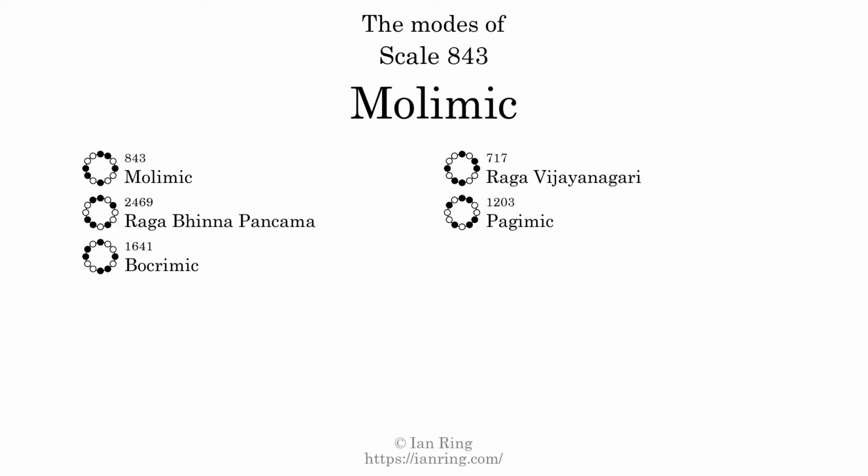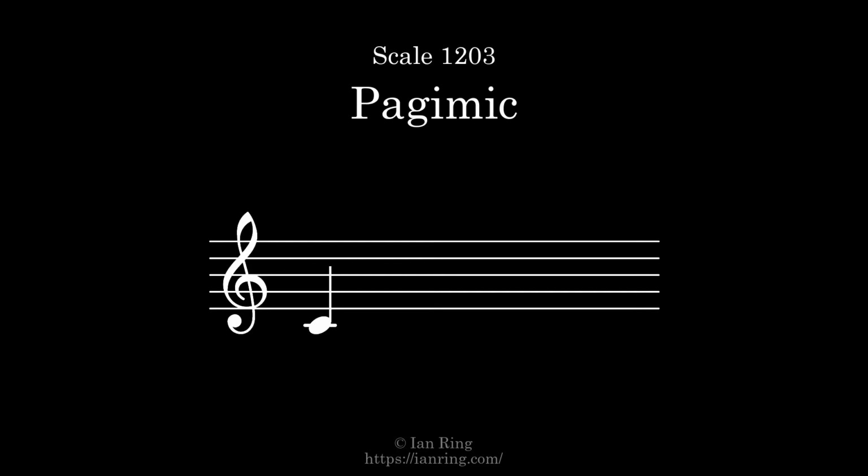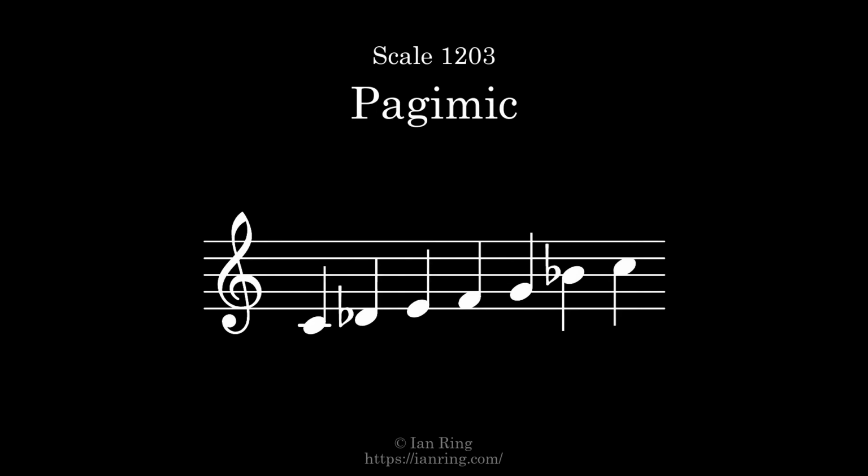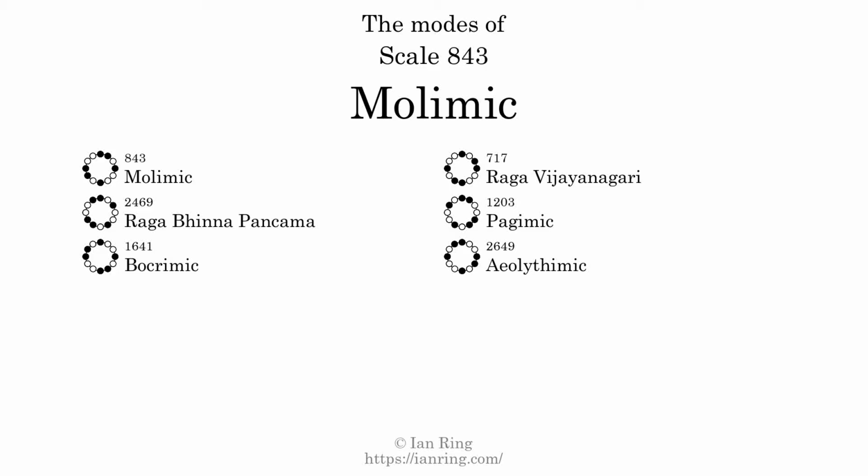The fifth mode is scale 1203, also known as Pajimic. It sounds like this. The sixth and last mode is scale 2649, also known as eolithemic. It sounds like this.